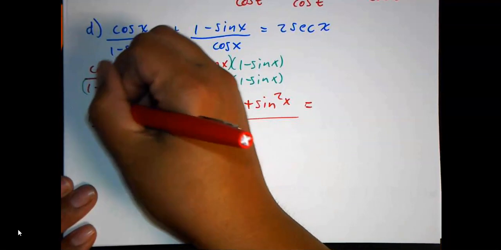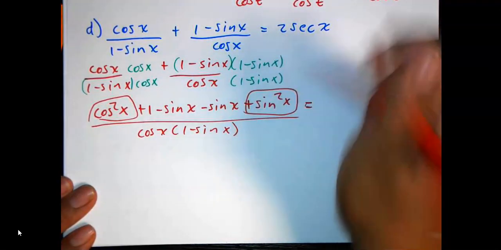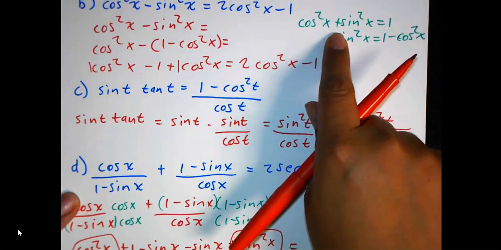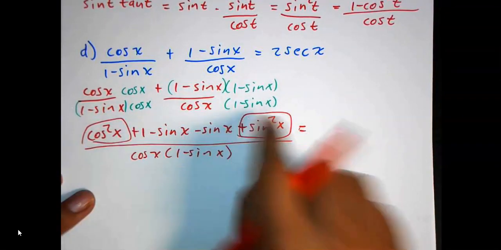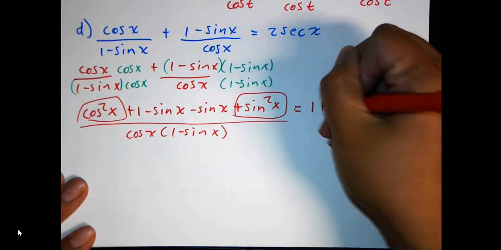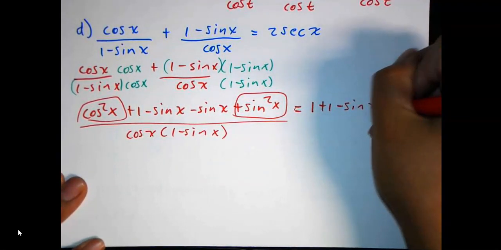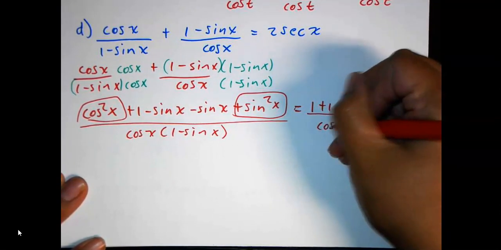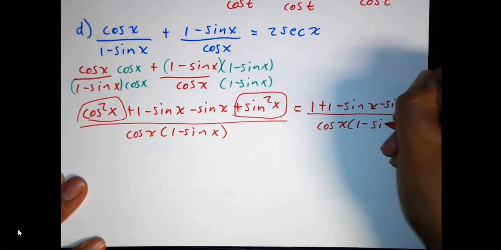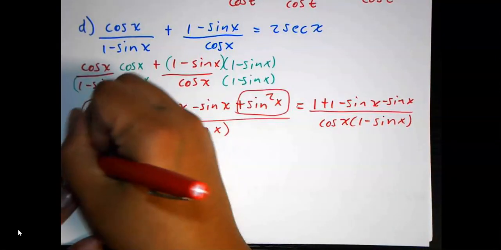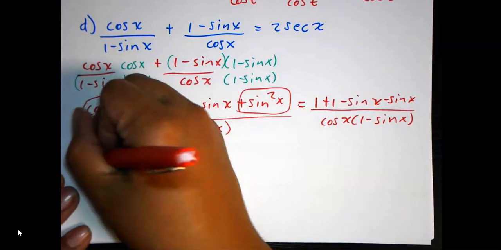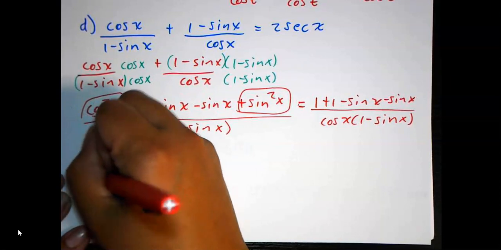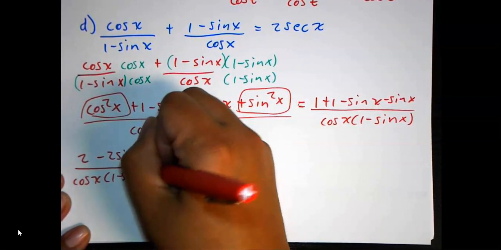Next, cosine squared plus sine squared. Remember before? Cosine squared plus sine squared equals 1. So these two are going to equal 1. So I have 1 plus 1 minus sine of x minus sine of x. So let's put that together. Okay, 1 plus 1 will give me 2. Minus 2 sine of x. I'm just going to copy my denominator.